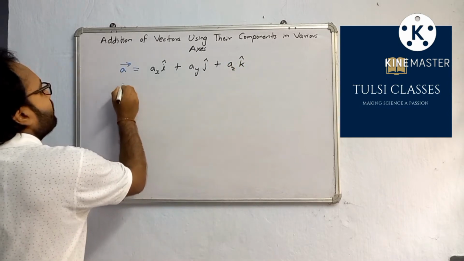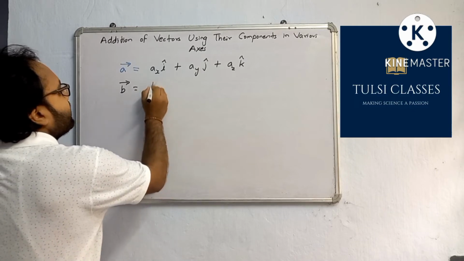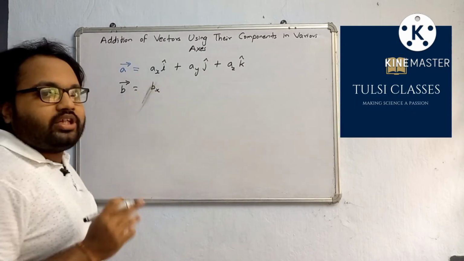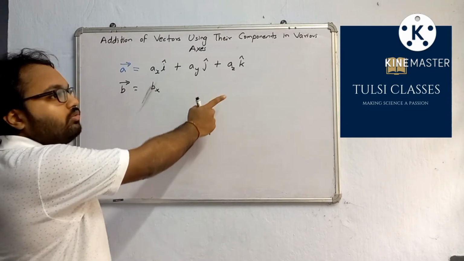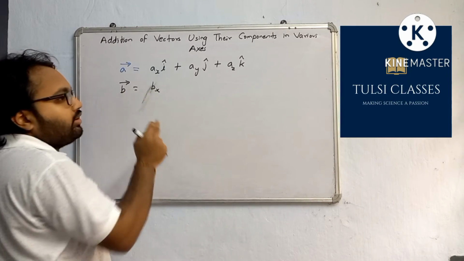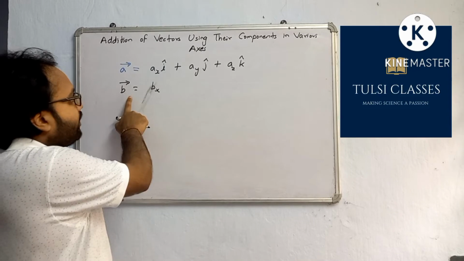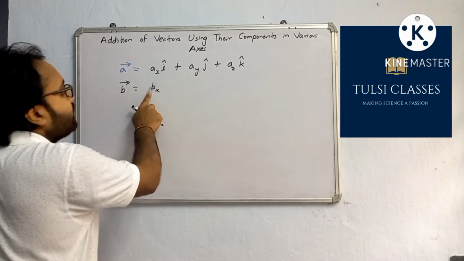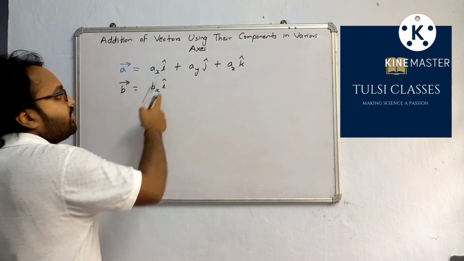In the same way, a vector B is there. It is written as BX. What are this AX and BX? When we resolve, as I have just told you, resolution of vectors, whenever we resolve the vector B, the magnitude in the x direction is written as BX, and the direction is the positive x direction, that is represented by i cap.